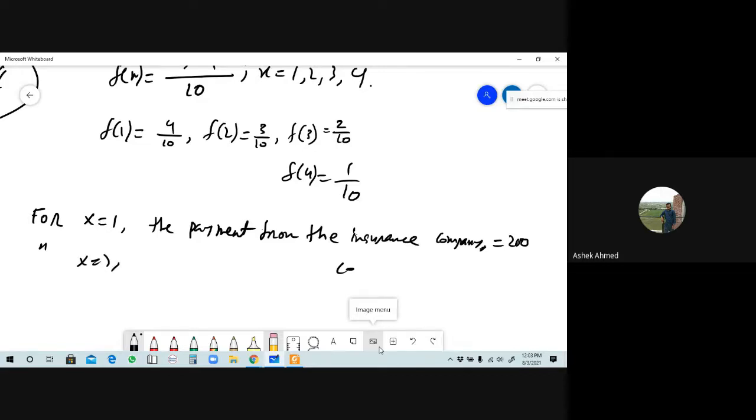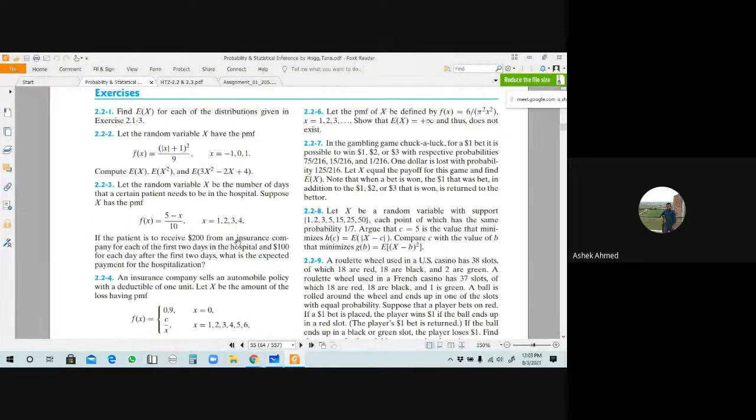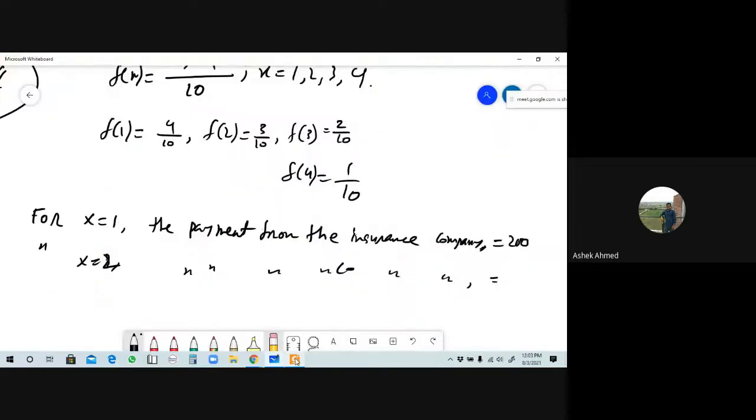For x equals 2, what will the payment from the insurance company be? What is said for the first days? He receives $200 from an insurance company for each of the first 2 days in the hospital. So x equal to 2, how many days? 2 days. So this will be 200, plus 200, so this is 400.